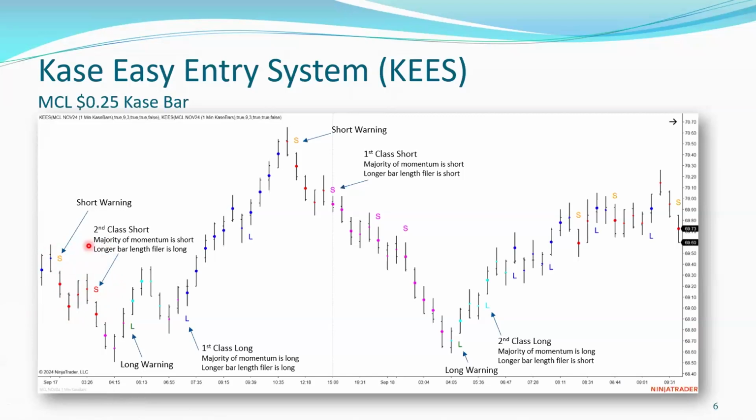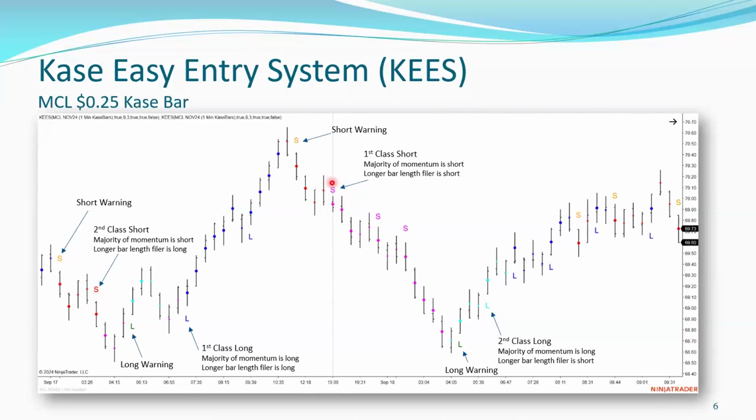So we're looking at 3 different momentum indicators. If the majority of those are short, it's going to get some sort of short permissioning. But then we're also looking at a longer bar length in the background that is 3 times the size of the bar that we're looking at on our chart. If that longer bar length filter is still permissioned long, that's where we're getting the red S or the second class.